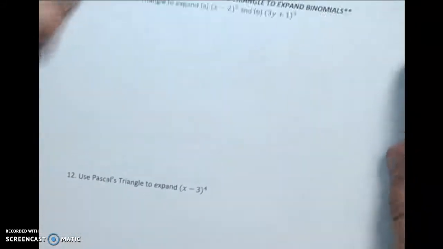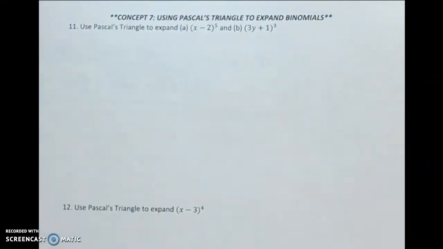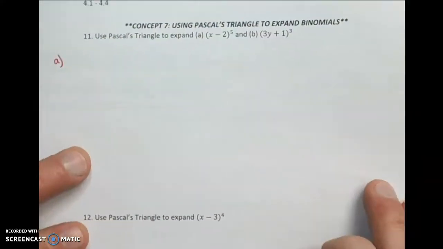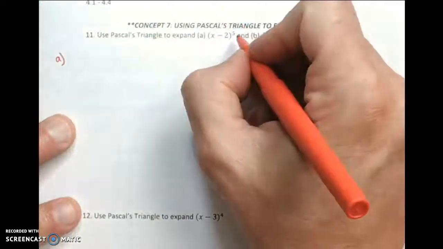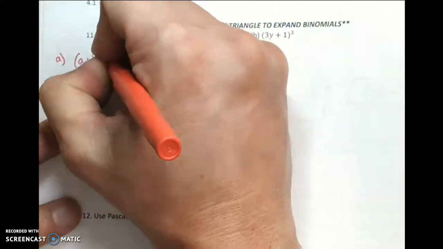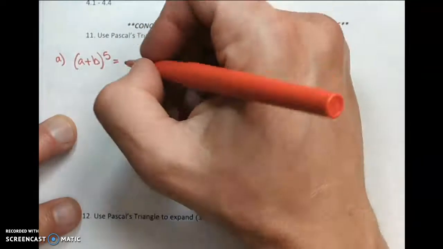And I am going to do number 11 for you guys. There are two parts, A and B. So I'm going to start with A. And really what it's asking is 5th power. So I'm going to say A plus B to the 5th power. And I'm going to go ahead and put Pascal's triangle. So it always starts with 1.